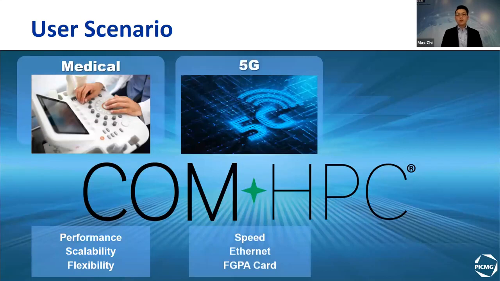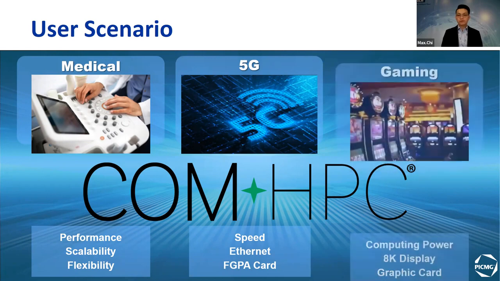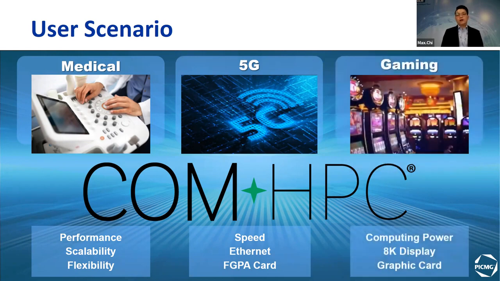5G. With the new high-speed PCI Express Gen 5 and 25 gigabit Ethernet support, it allows you to connect to the latest FPGA card, and also with the high-speed data transmission for edge computing. Gaming. Because of the new portable connector and high-speed IOs, next generation IOs, you will be able to use the extremely powerful next generation graphic card with smooth 8K display.